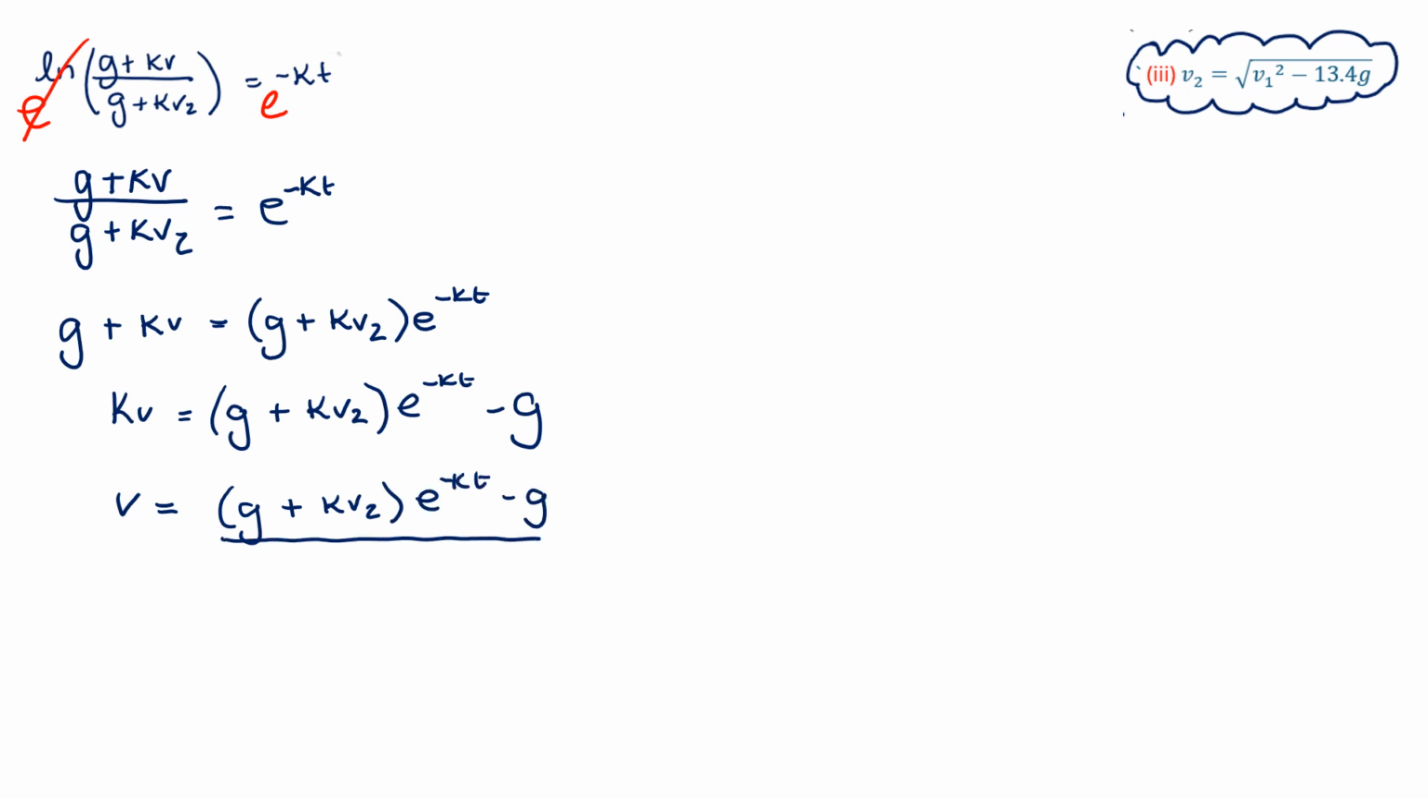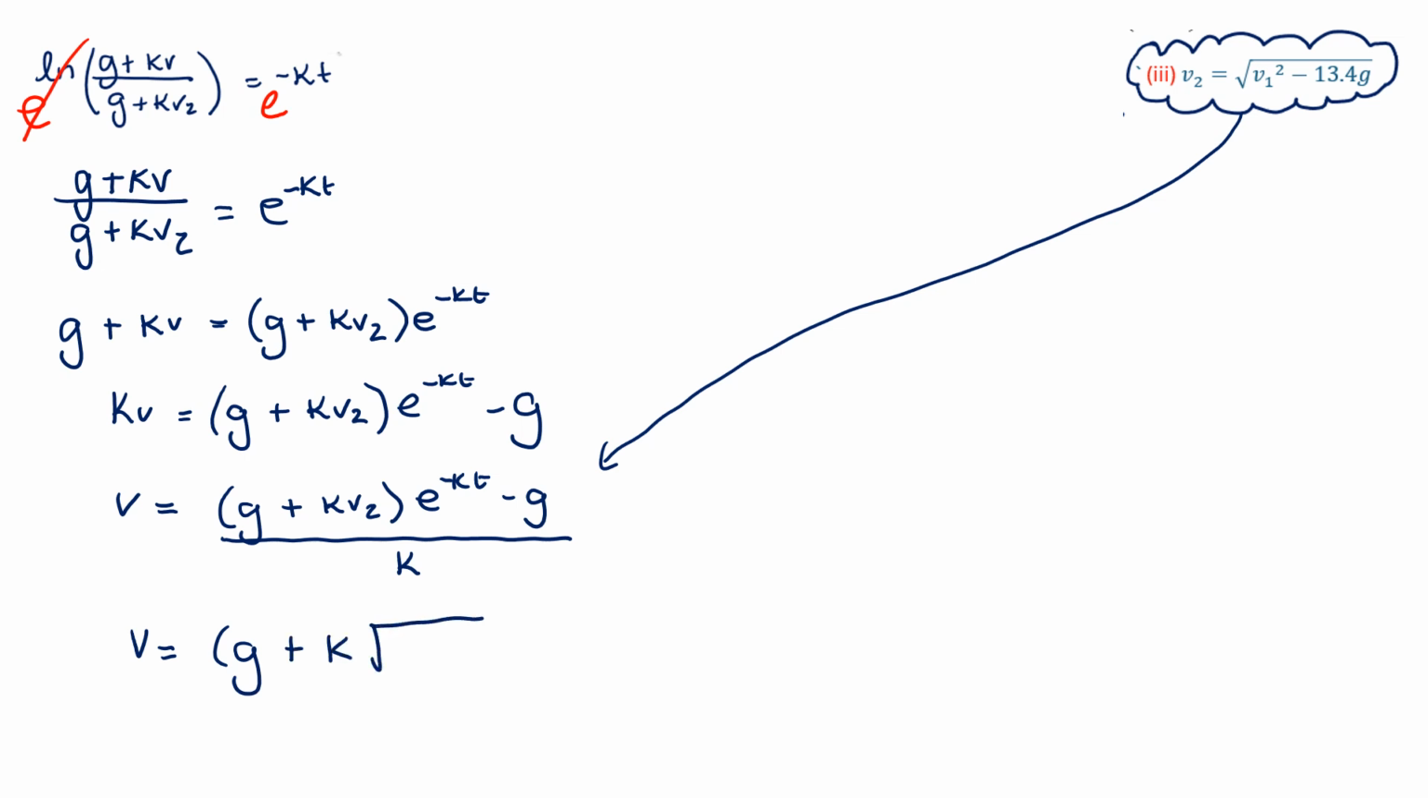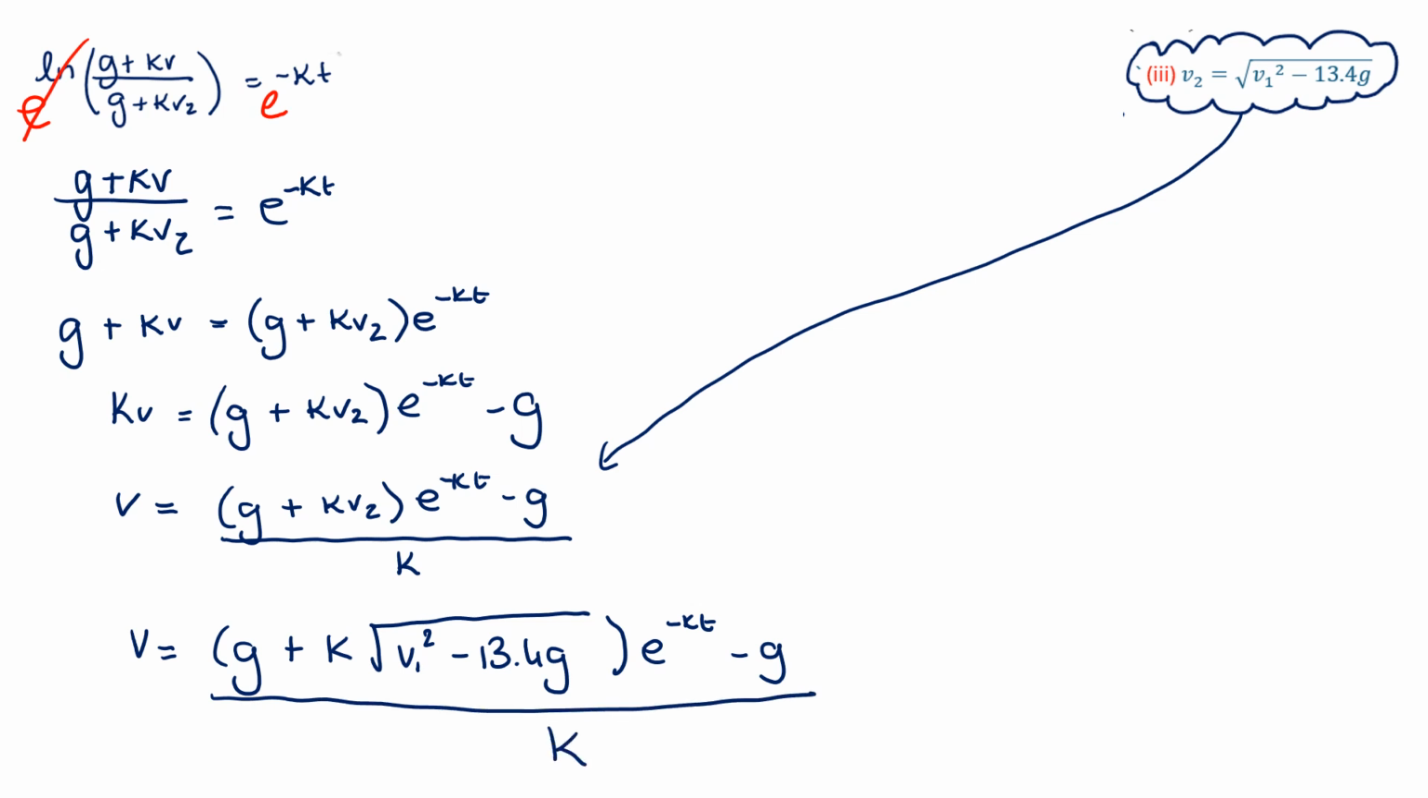And we're nearly finished. So all we need to do now is answer the question, which is asking us for this in terms of not V2, but instead V1. So we're going to plug in what we have here. So that's G plus K times square root of V1 squared minus 13.4 G, e to the power minus KT, minus G, all over K. And given it's velocity, that is meters per second.